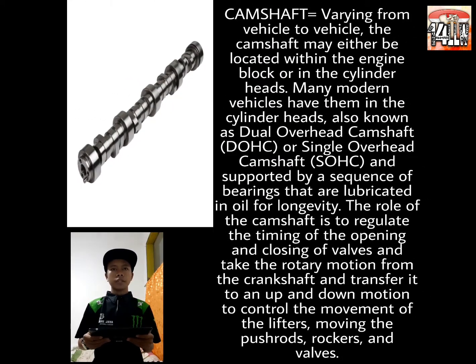Fifth, camshaft. Camshafts vary from vehicle to vehicle. The camshaft may either be located within the engine block or in the cylinder head. Many modern vehicles have them in the cylinder head, also known as dual overhead camshaft or single overhead camshaft, supported by a sequence of bearings that are lubricated in oil for longevity.